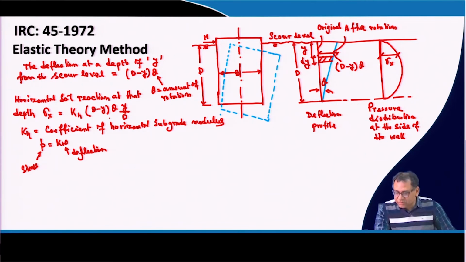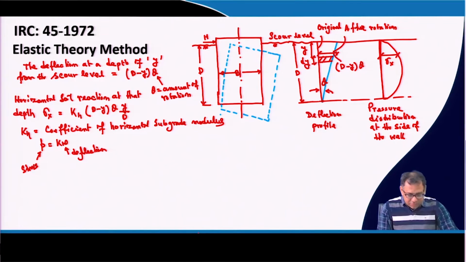But here the stress distribution is assumed like this: at the top it will be 0 and at the bottom also it will be 0. So, that is why this term y divided by d is added. Now if y is equal to 0, then the stress will be 0, and if y is equal to d, then also stress will be 0. So, this is the distribution that is assumed, and that is why this term is introduced.